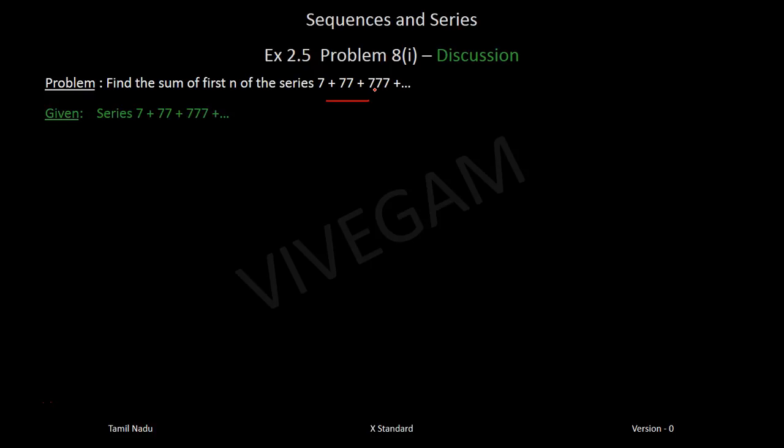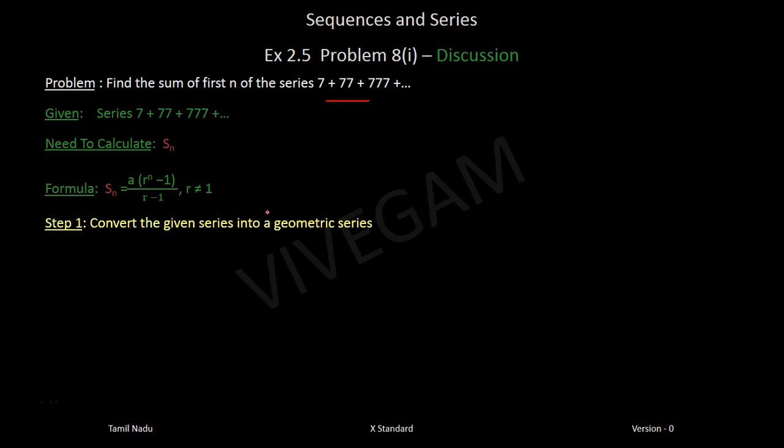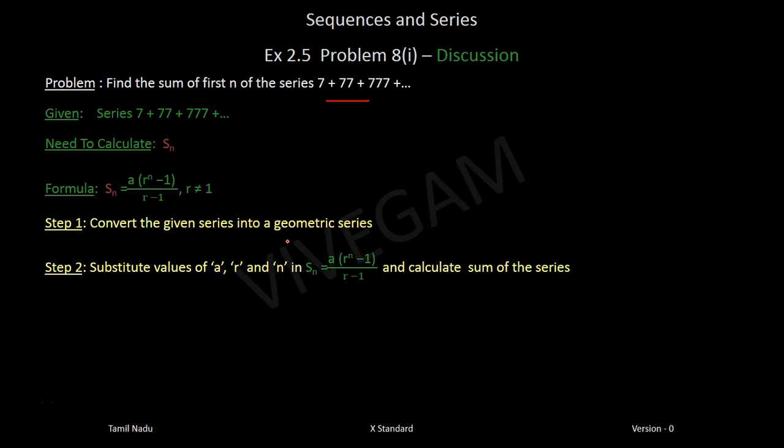The series 7 plus 77 plus 777 is given. We need to find Sn. The formula for Sn is given here, but I don't think it will be of any use as of now, because we need to first convert this into a geometric progression. So the first step is to convert the given series into a geometric series. Once that is done, identify A, R, and N and substitute those values in this equation, Sn equals A into R to the power of n minus 1 divided by R minus 1, and calculate the sum of the series.